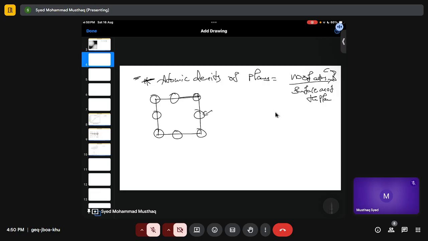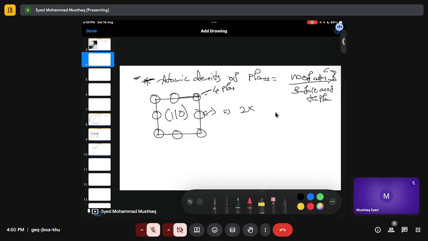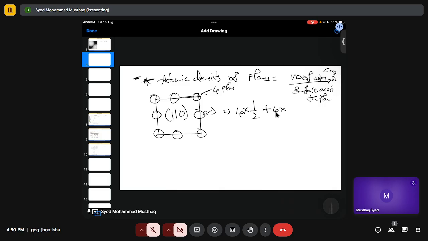So here each atom is shared by 2 planes and this is shared by 4 planes. The effective number of atoms on the 110 plane, right? So I have 2 times half, plus 4 times 1 by 4, which is 2. So the number of effective atoms on the 110 plane is 3, divided by the surface area of the plane.